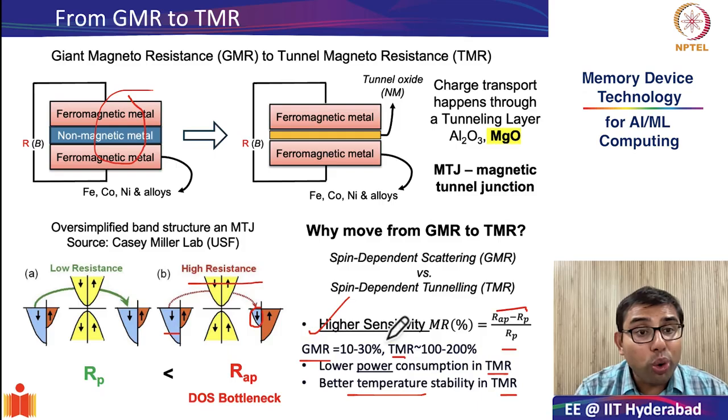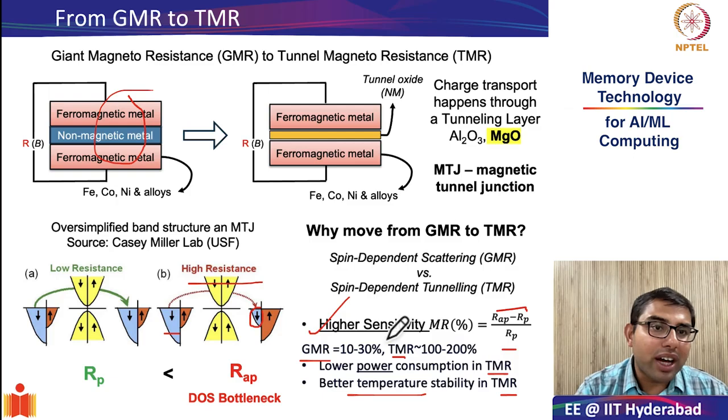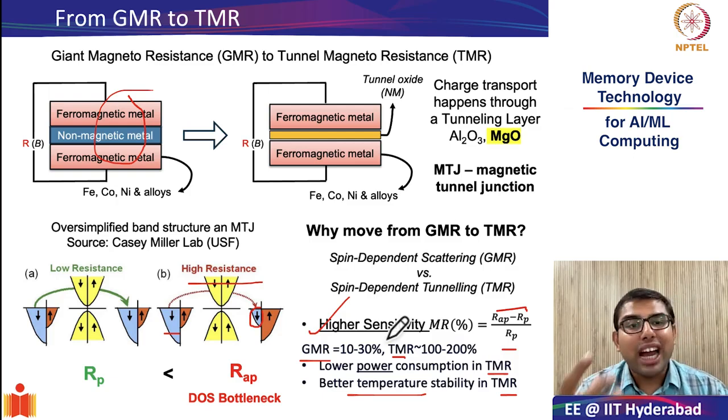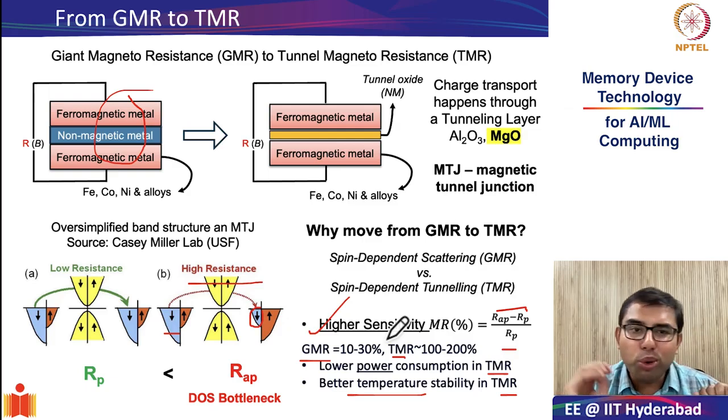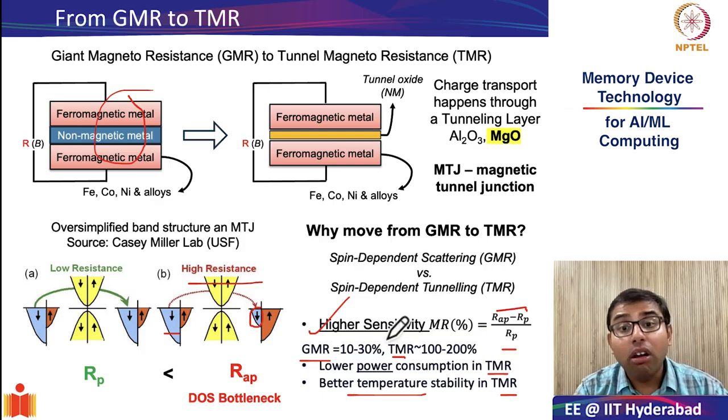Okay, so let us conclude our class over here. In our class today, we looked at the spin degree of freedom and how it was used in practical devices. First using giant magnetoresistance and tunnel magnetoresistance, and without going into too much quantum mechanics, we tried to understand why the parallel and anti-parallel configurations in both GMR and TMR have low and high resistance states respectively.